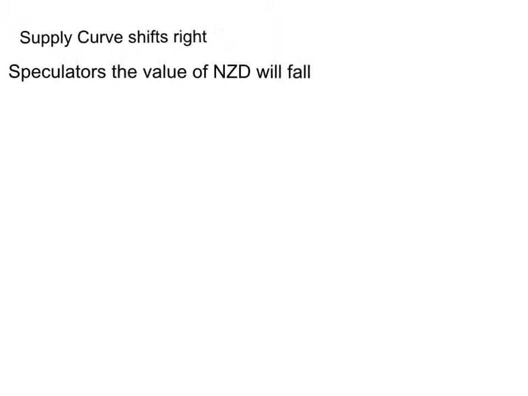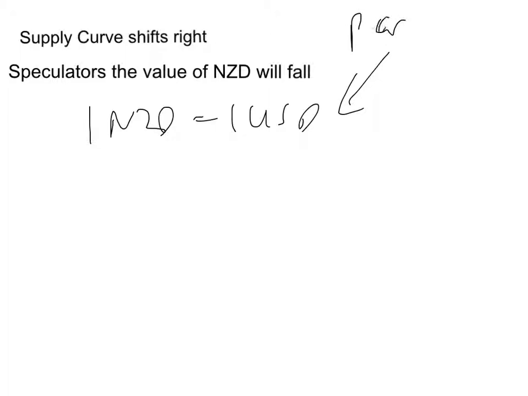Okay, here's speculation. Instead of the dollar gaining value, we're going to see that the dollar is going to lose value. Okay, well let's just set that up. 1 New Zealand dollar equals 1 US dollar. Remember, this is parity, exchange rate parity, P-A-R-I-T-Y. 1 for 1, that's what it means.